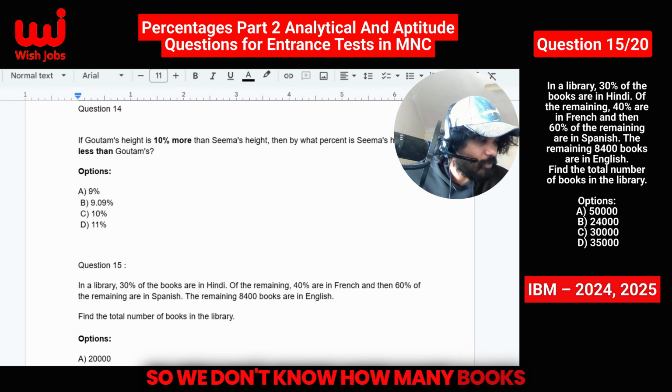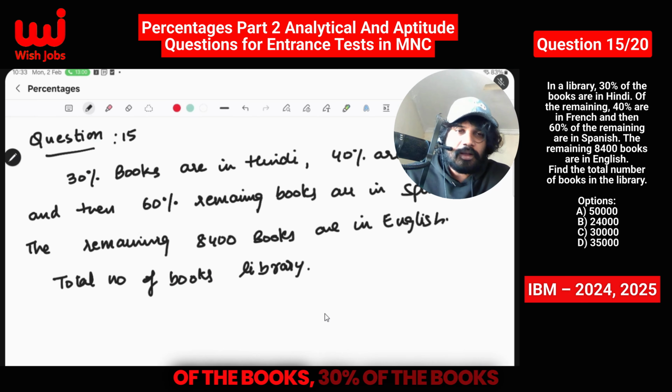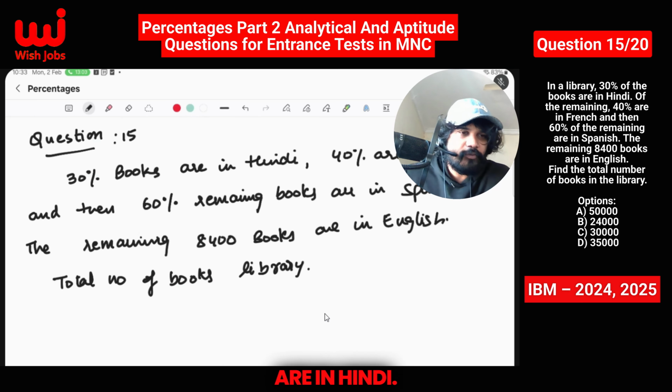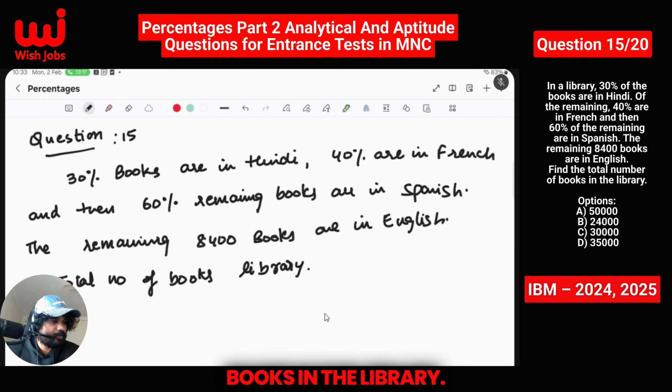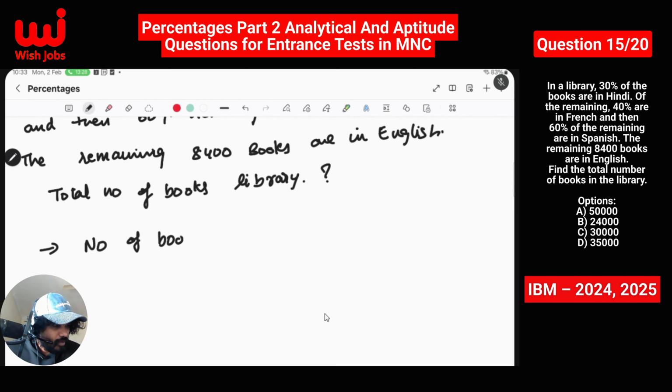So we don't know how many books are there in the library, but he is saying 30% of the books are in Hindi, 40% of the books are in French, 60% of the remaining books are in Spanish, and there are 8,400 books that are in English. So we need to find out the total number of books in the library. When you don't know something, we assume that number to be X. So the number of books in the library is X.